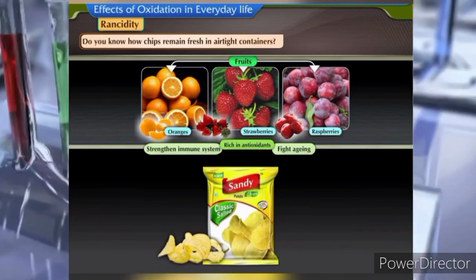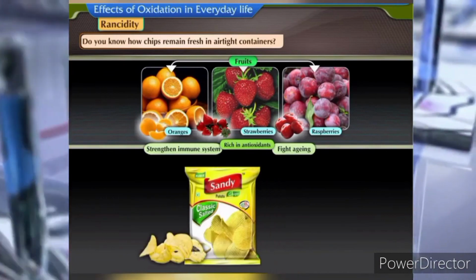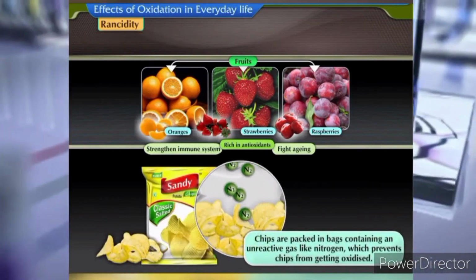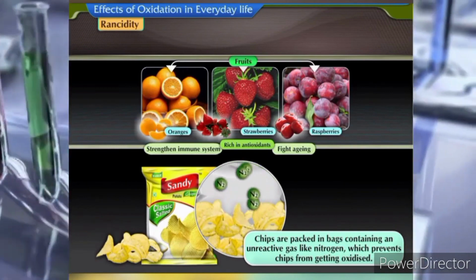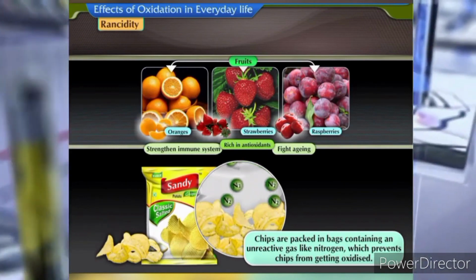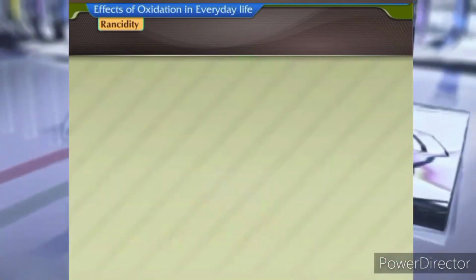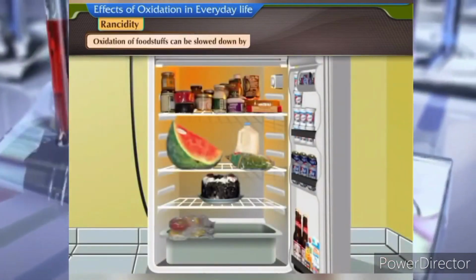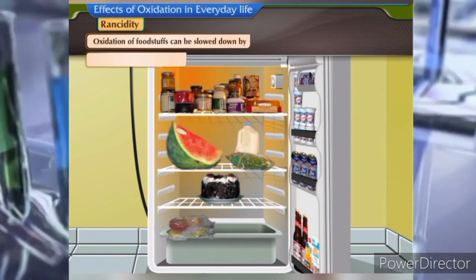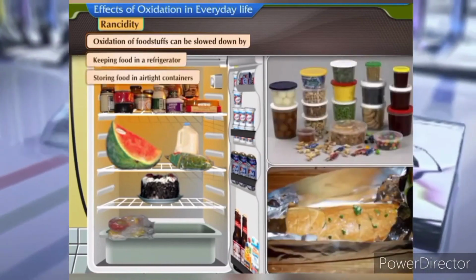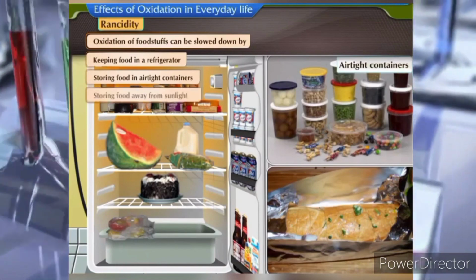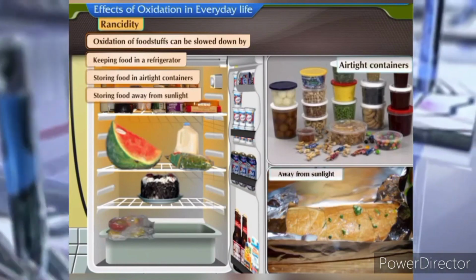Do you know how chips remain fresh in airtight containers? Chips are packed in bags containing an unreactive gas like nitrogen, which prevents chips from getting oxidized. Oxidation of foodstuffs can be slowed down by keeping food in a refrigerator, storing food in airtight containers, or storing foods away from sunlight.